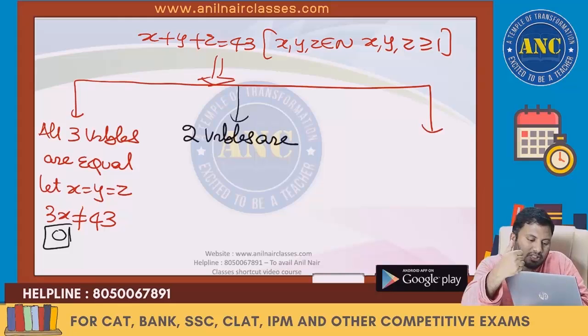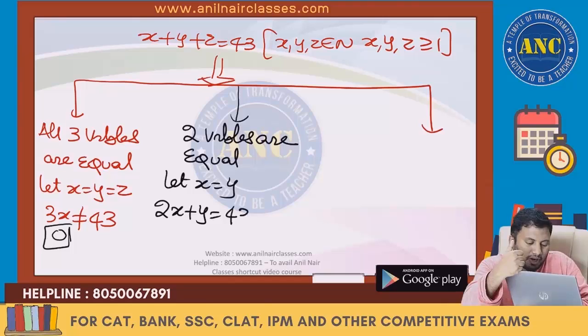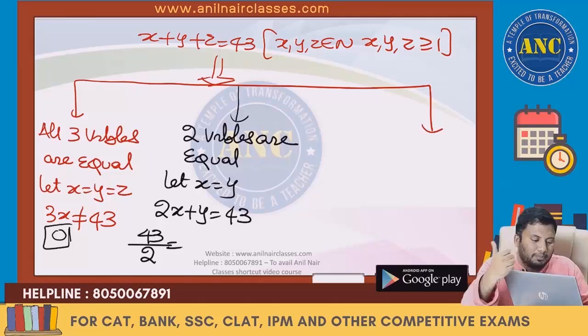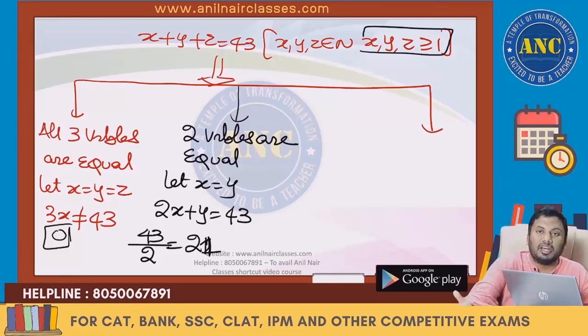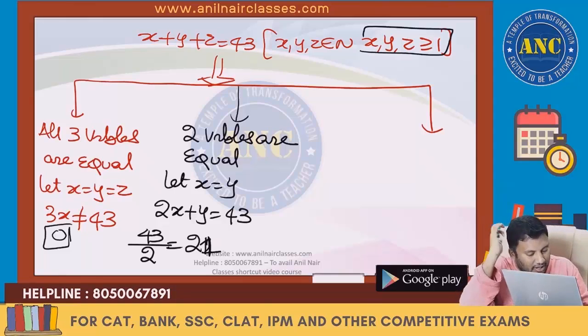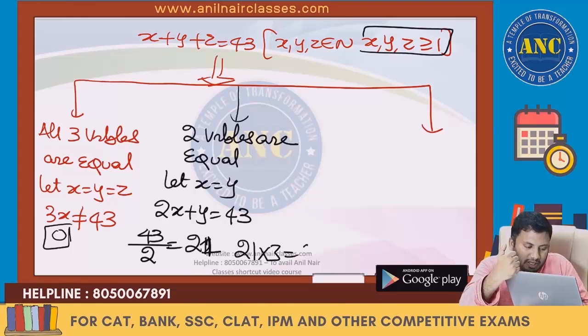Second case, 2 variables are equal. Let x equal y. This will become 2x plus y equals 43. So one of them is a factor of the constant, 43 by 2, which is 21.5, which is 21. There is no case where all of them will be equal. So 21 into 3, I hope it is clear, which is 63.